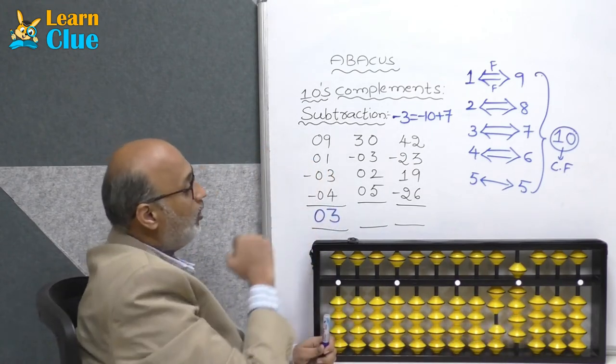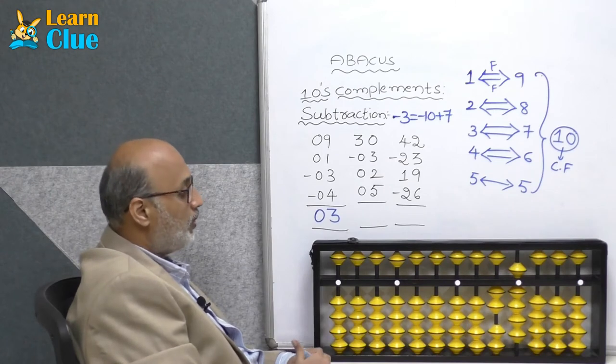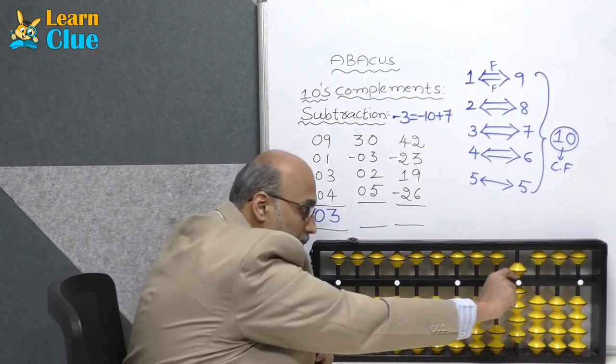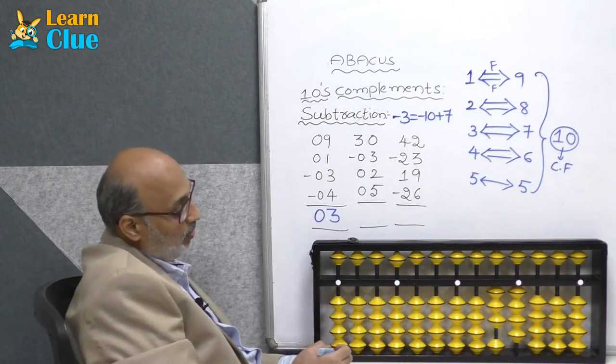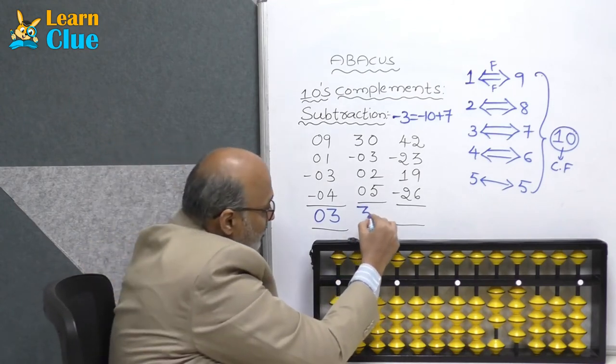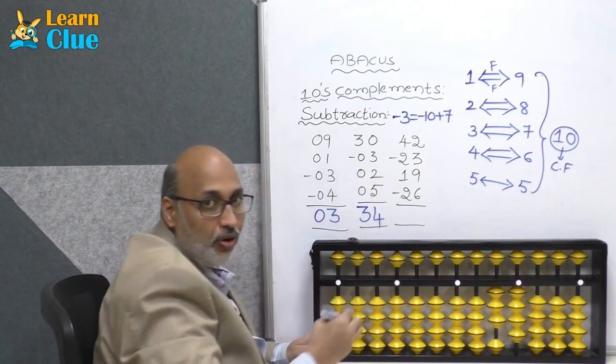Okay. Now plus 5. How to do plus 5 here? Tens complement technique. Minus 5 plus 10. Now tell me what is the answer? 34 is the answer.